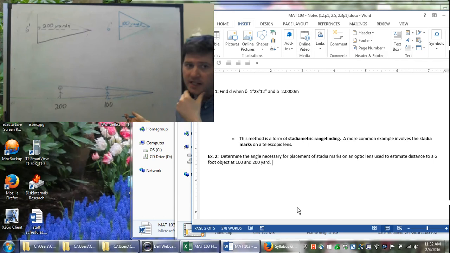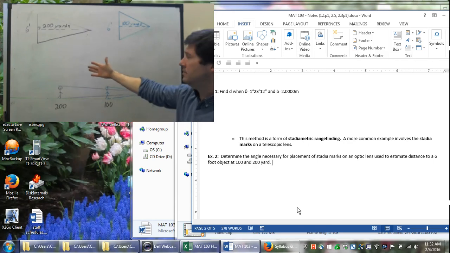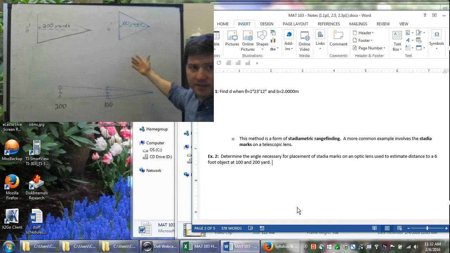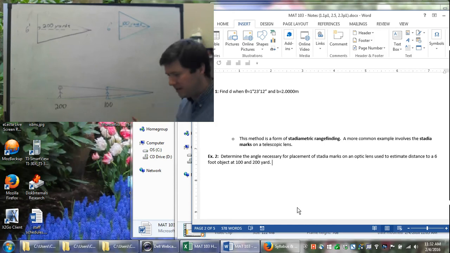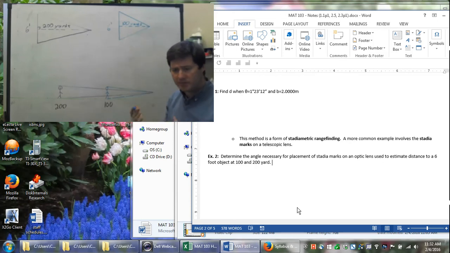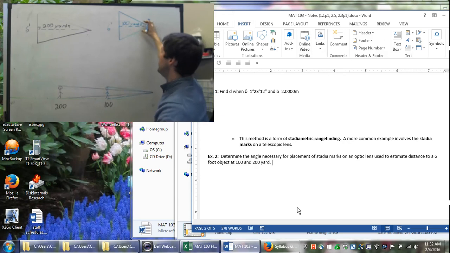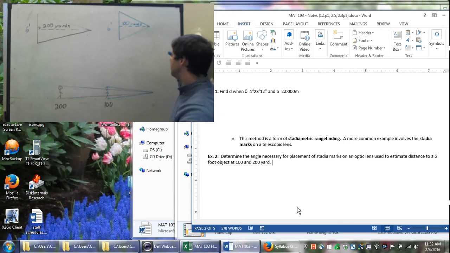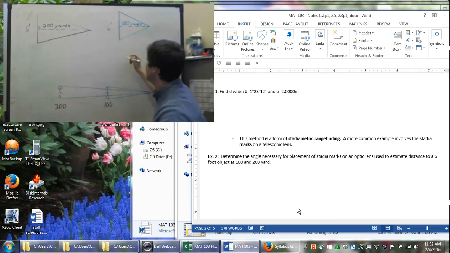So anyway, without further ado, let's do this. What we're going to do is determine the angle necessary for placement of these stadia marks. Because once you know the angle, you can do it for a bunch of different telescopes. You can say, okay, well, I want a telescope that is a little bit larger, has more precision. I know that I just have to make sure when I mark it, I use this angle. You can calculate these known angles.